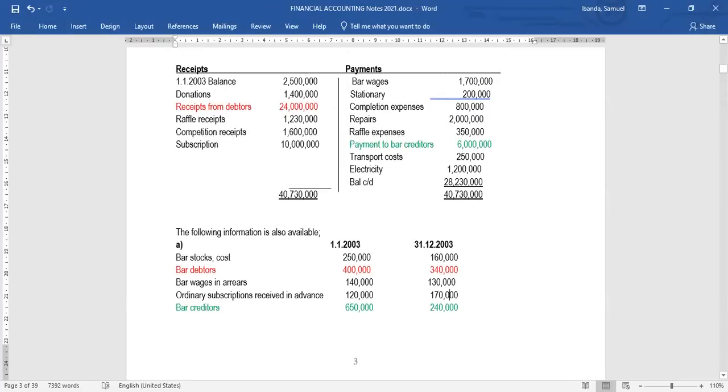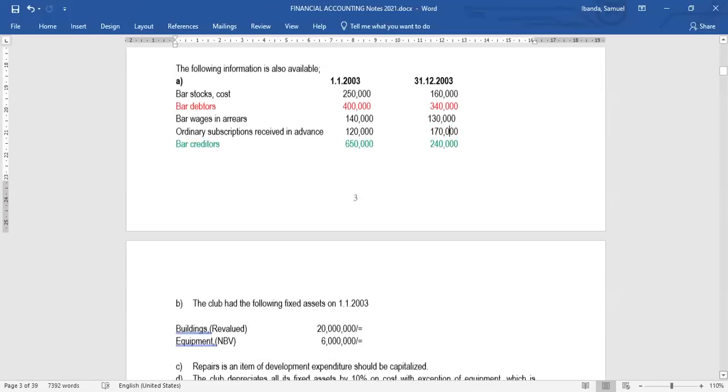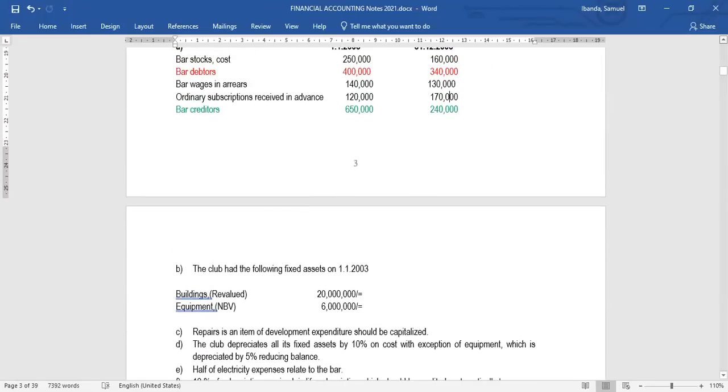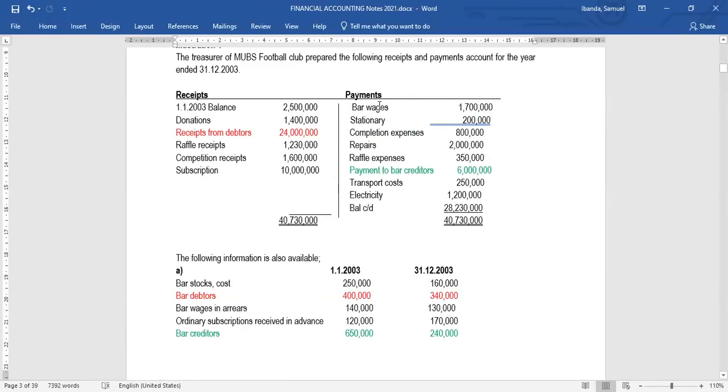So the information for the expenses, definitely we shall get it via additional information, but also from the receipts and payments. So in here, we have bar wages. Before I look at bar wages, let me see if there is anything. So we have bar wages, then we have stationery. Now, unless they specify and say that stationery relates to the bar, then you take it to be for the whole club for profit, and you don't include it within your bar trading account. Anything that relates to the bar will have the word bar.